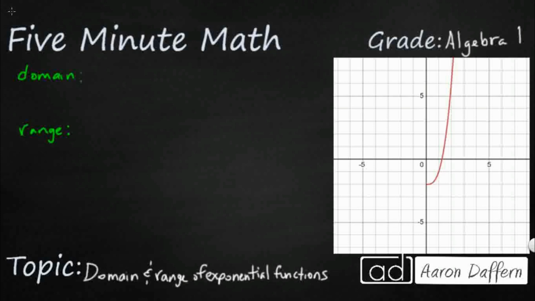The domain is the set of all possible independent variable values. Now we have a shorthand for that. We normally just say they're the x values. And for the most part, that's going to be correct. That's the domain, which means our range is going to be the set of all possible dependent variable values.